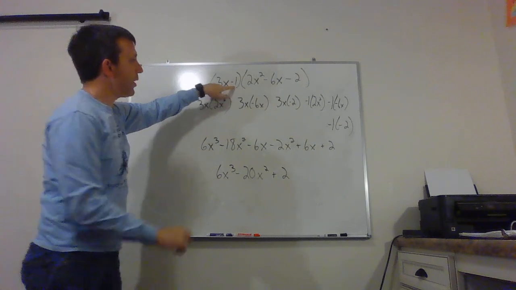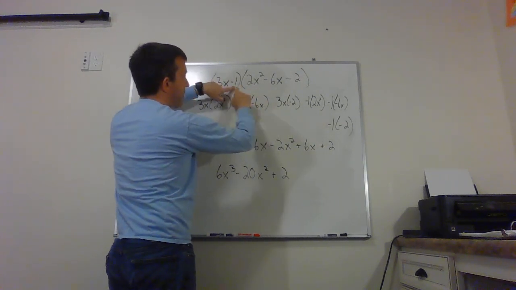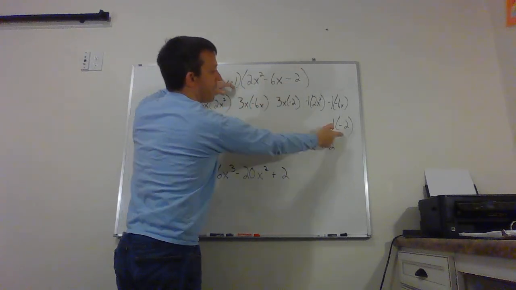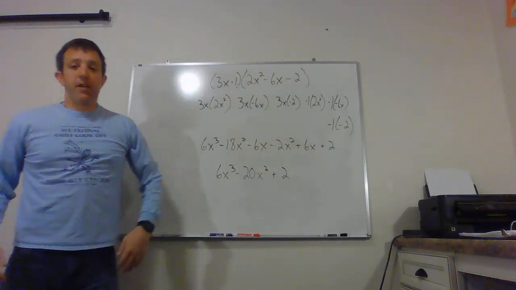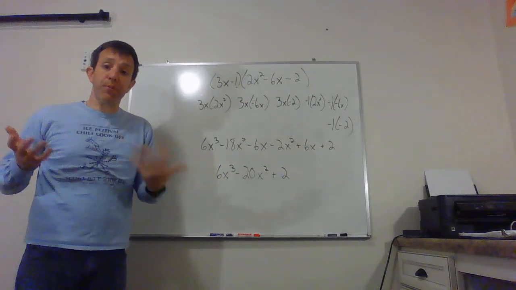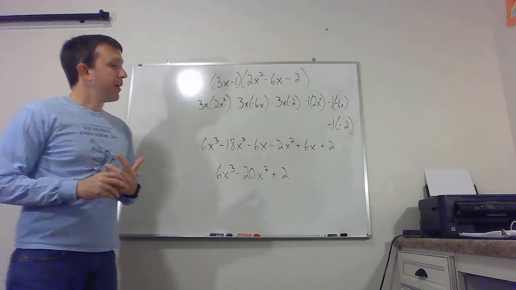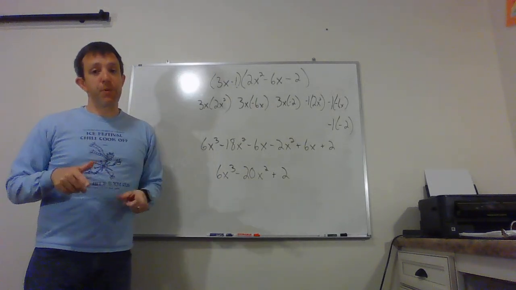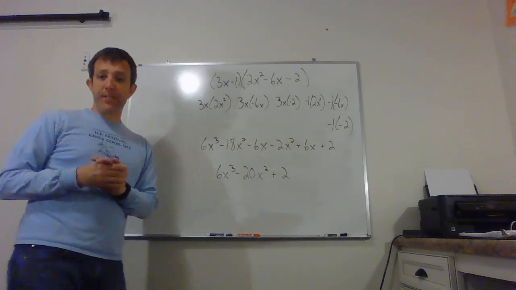And then I did the negative 1. Negative 1 times 2x squared. Negative 1 times negative 6x. And negative 1 times negative 2. All right, so I wrote it all out so I can see all the pieces. And now I'm going to go through and carefully do the multiplication. Again, remember, when you multiply things with the same base, add those exponents together and be careful with the signs.